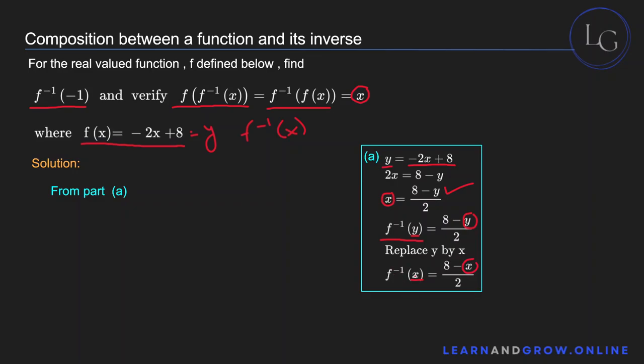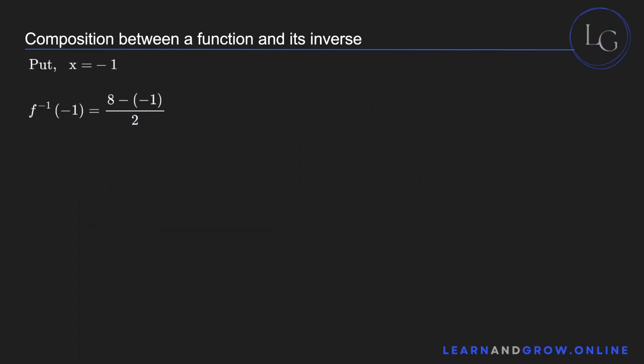Okay, so now that you have f inverse of x, you can find f inverse of -1 by inputting -1 in place of this x. Right? So you input x is equal to -1 over here. Once you do that, you get 9 by 2. So f inverse of -1 is equal to 9 by 2.